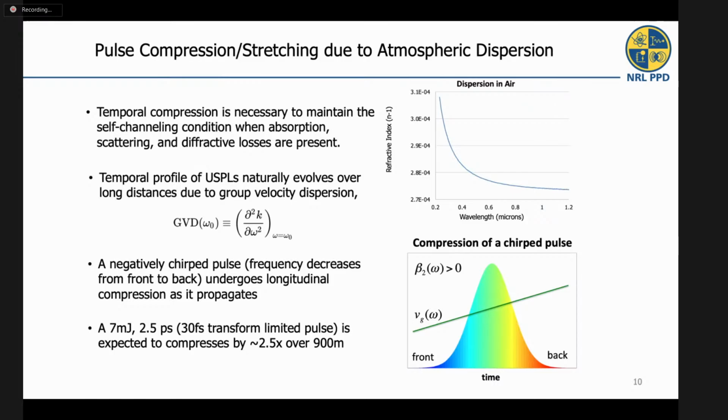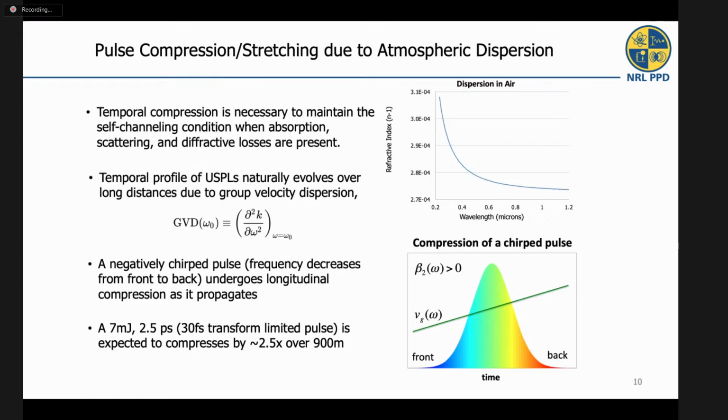Why this is important is because the condition for us to maintain nonlinear self-channeling is that we need to have the beam just at 1 P over P crit. But air, like all materials, has absorption, scattering, and diffractive losses. So our beam is naturally losing energy as it propagates. To combat that and maintain that high peak power, we have to compress the pulse. And we do that using chirp compression over this long range.